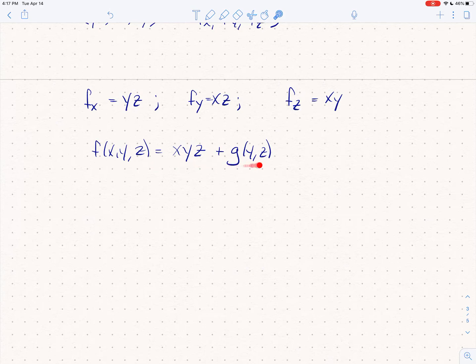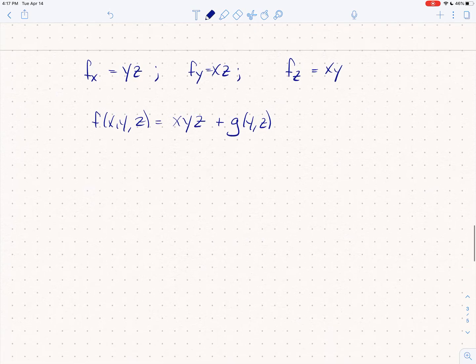Stop for a minute and think with me. If I go from here backwards and I compute f partial x of this expression, if this expression g only has y's and z's and constants in it, then when I take the derivative of this part with respect to x, I get 0. It's gone. And the derivative of this part with respect to x is just yz. So that's where we are. Now you have to figure out what g is.